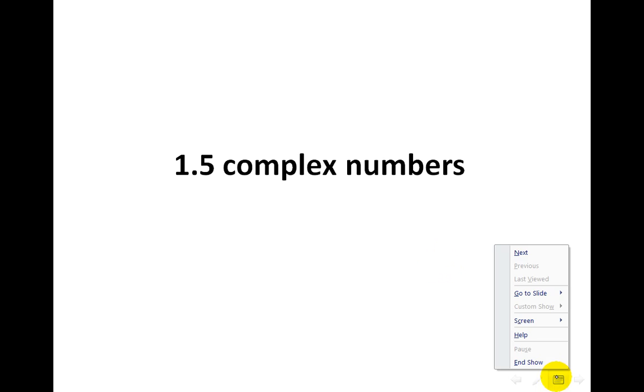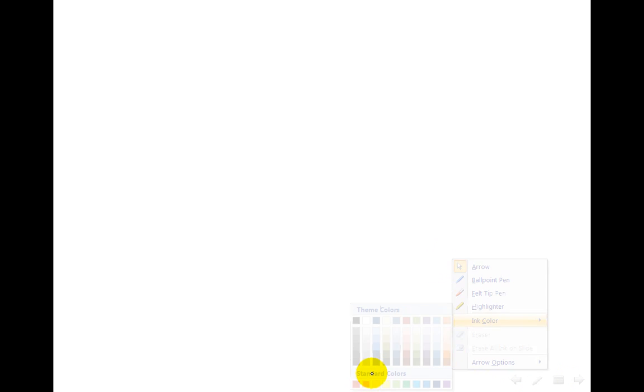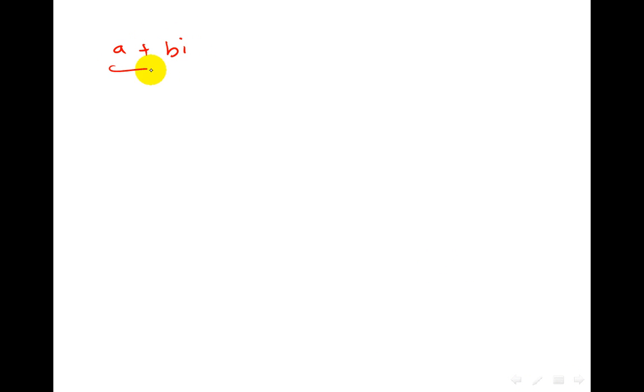Hello, we're going to talk about 1.5, complex numbers. First, let me give you the introduction for complex numbers. For example, a is a real number, and if you have a plus bi, together this is called a complex number.